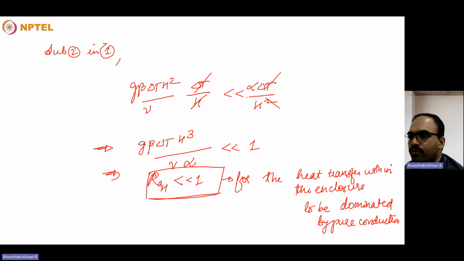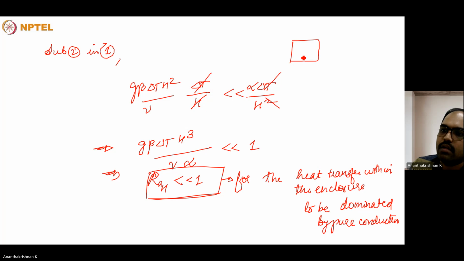And if you closely observe, if you take a square enclosure, circulation might be there due to the stratification, but it doesn't actually convert into heat transfer due to natural convection. So this does not take part in the natural convection heat transfer.